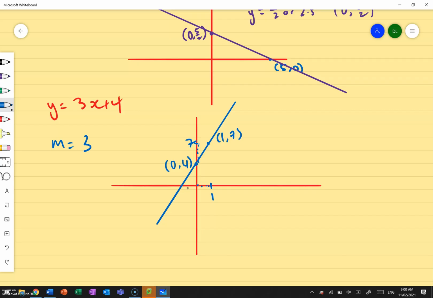So please give this exercise a go, and afterwards we're going to go into parallel and perpendicular lines, which is a little bit more application based. Any questions? No?